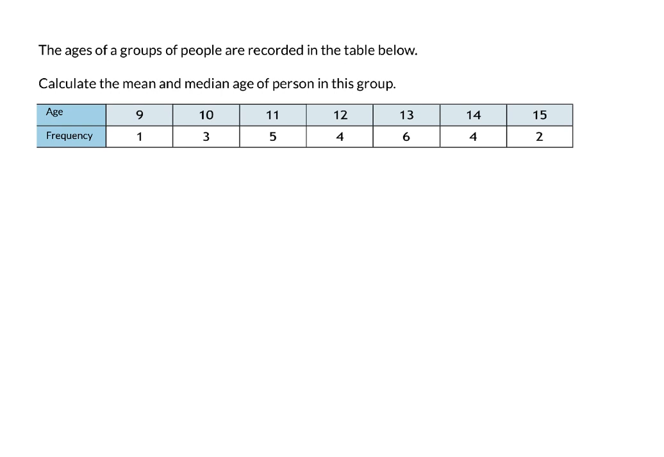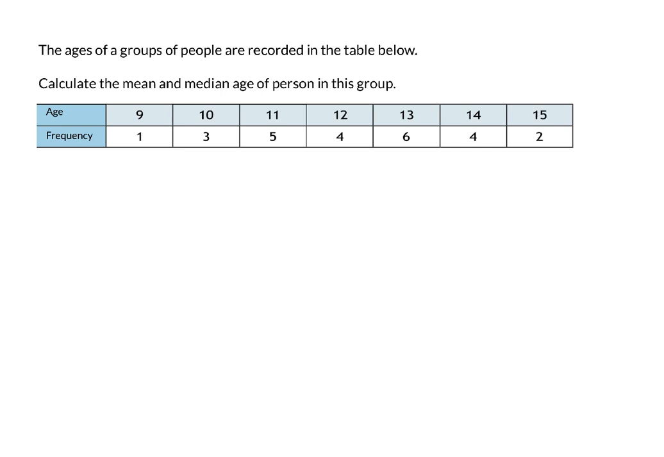Okay, so in this question now we have a frequency table, and it's a linear one going across here, and it's the ages of a group of people, and we want to find the mean and the median. So we have people that are 9, 10, 11, 12, 13, 14, 15, and then frequency is just the number of people. So one person is 9, 3 people are 10, 5 people are 11, 4 people are 12, and so on. So let's work out the mean first of all.